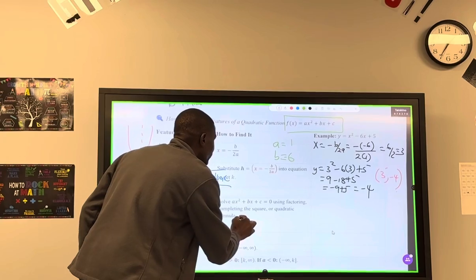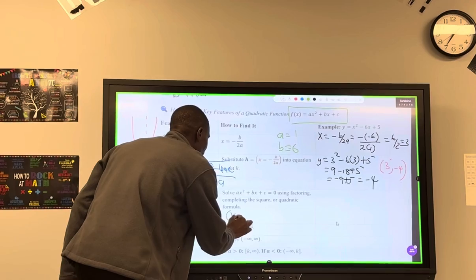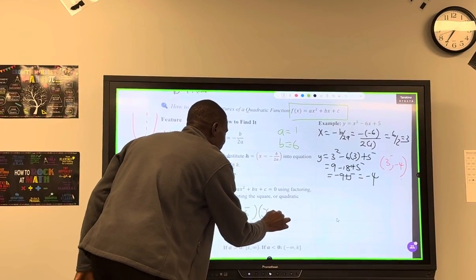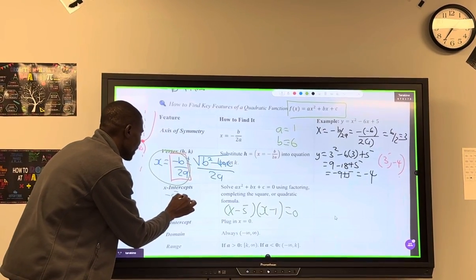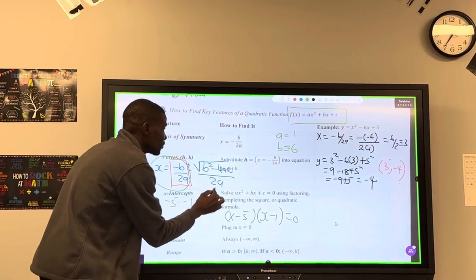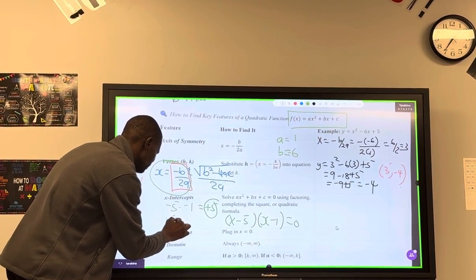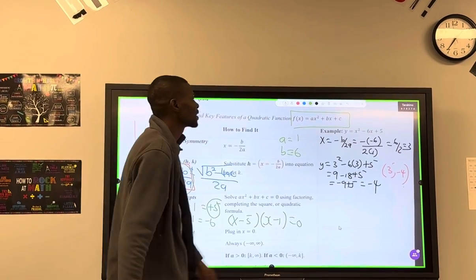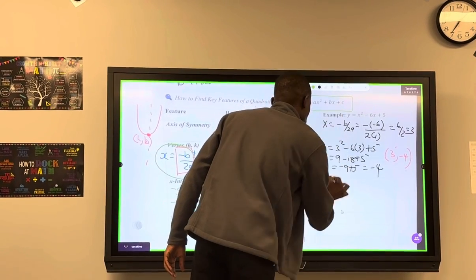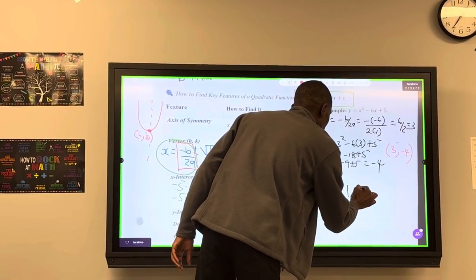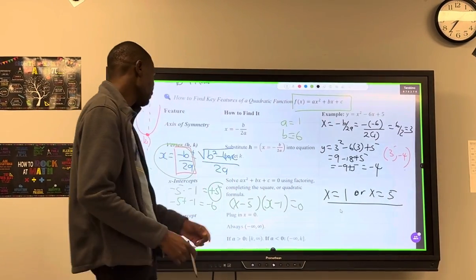Positive 5 and negative 1. It can be positive 5 and negative 1. Negative 5 and negative 1. So we have negative 5 and negative 1. Remember, when I multiply negative 5 and negative 1, I should get positive 5, which is this one, right? Then, when I sum them up, I should get negative 6, which is the b value here, right? Hence, our zeros are positive 1 or positive 5. Right, so we now have our zeros here.